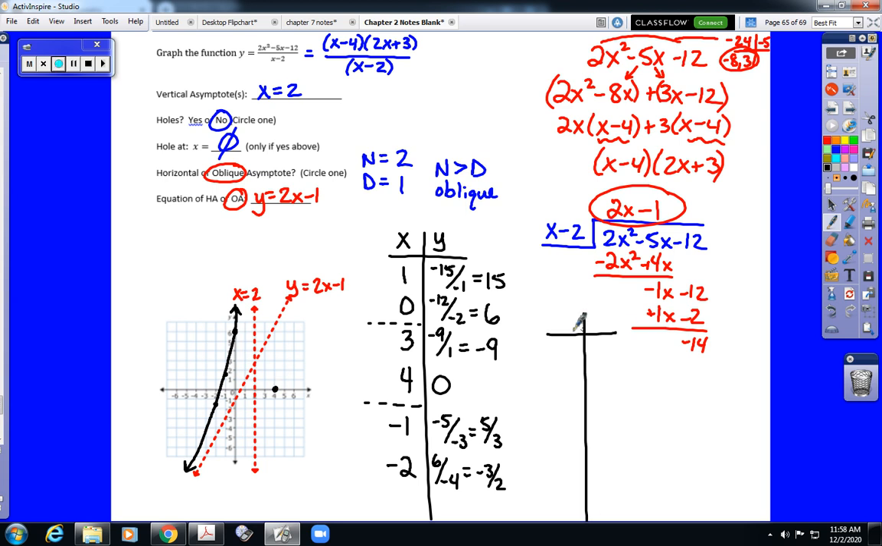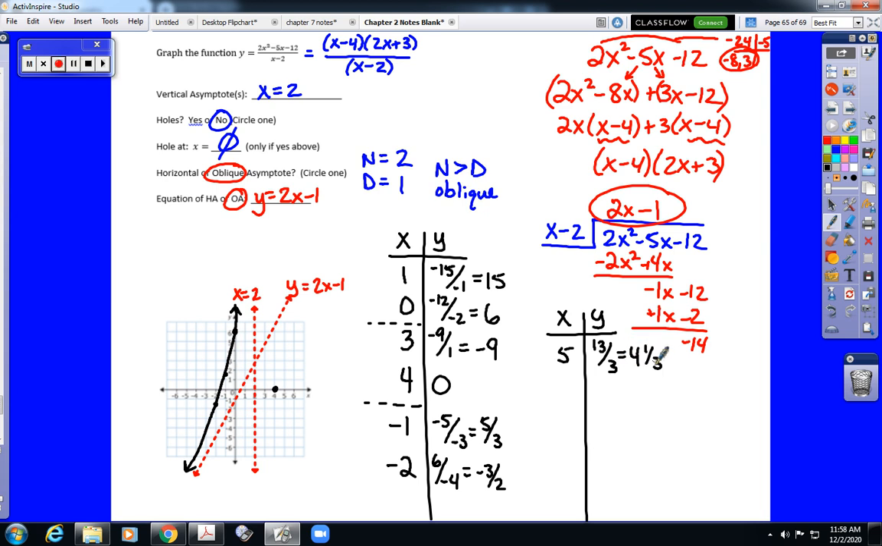So I'm going to extend my table a little bit more, and I'm going to plug in 5. 2 times 5 squared would be 50. Minus 5 times 5 would be 50 minus 25, which is 25. Minus 12 would be 13 on top. On the bottom, 5 minus 2 is 3. So 13/3, well, that would be 4 1/3.